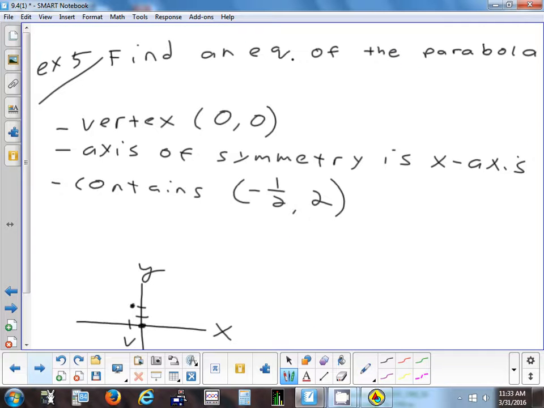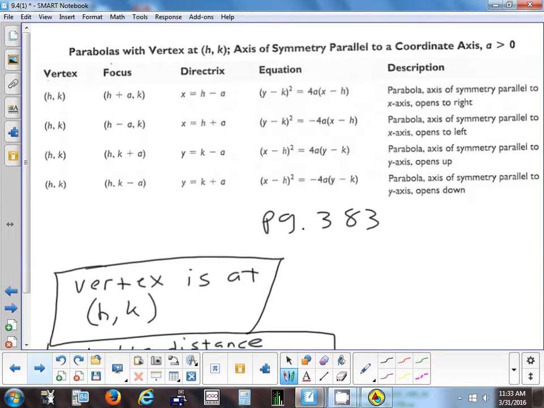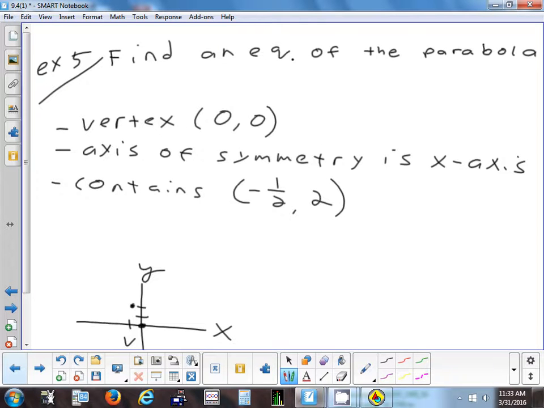All right, let's try this one. And then we'll start to look at what happens when we shift it and the vertex is not at the origin. Okay, it's not that much harder. All right, so the vertex is at the origin. Axis of symmetry is the x-axis. And I'm telling you the point that it contains.